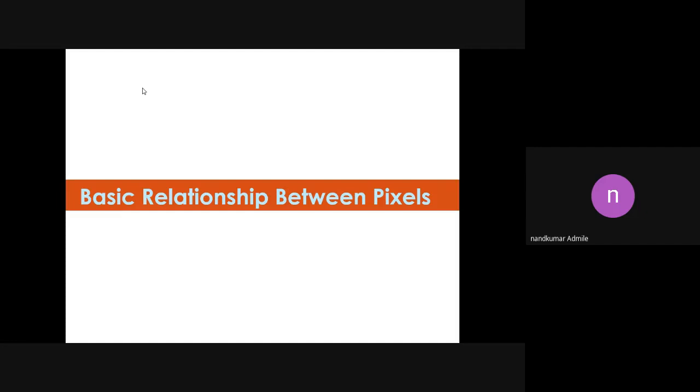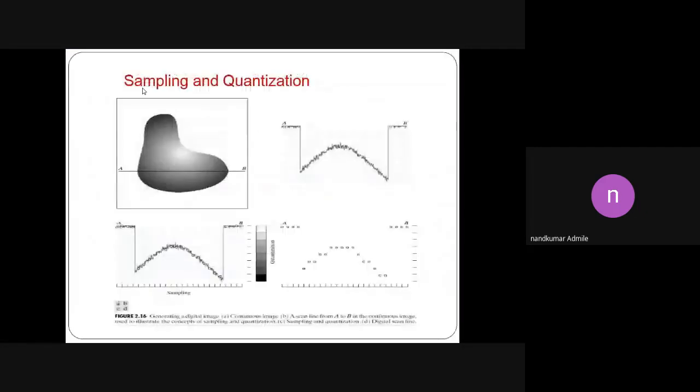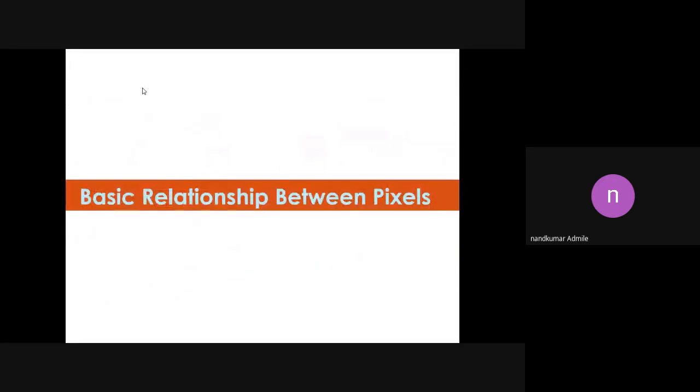As we observe in this diagram, what are the various dots? A pixel may be represented by a small circle dot, a small square, or a star. So we can represent an image with any notation, but generally we represent the image with small black dots. Now we have to study the basic relationship between pixels. What is the basic relationship between pixels?